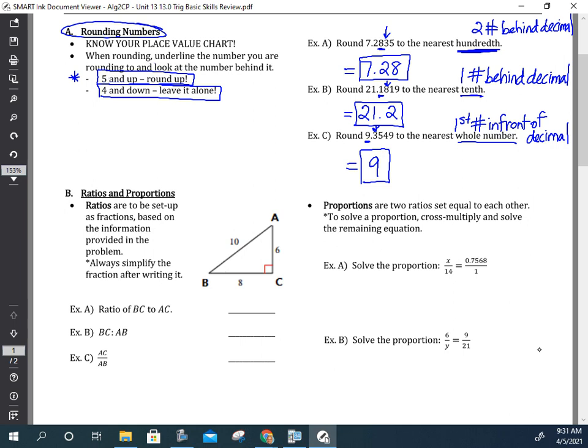So, part B. The next basic skill, ratios and proportions. Ratios are set up as fractions, and we always reduce the fraction after we write it.